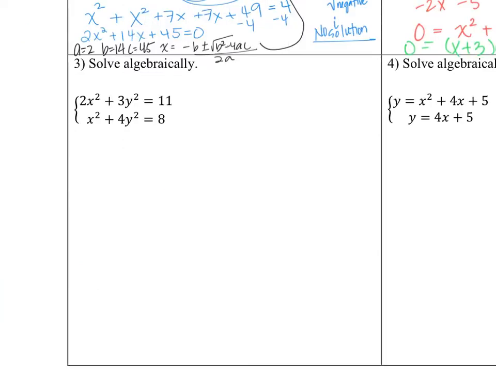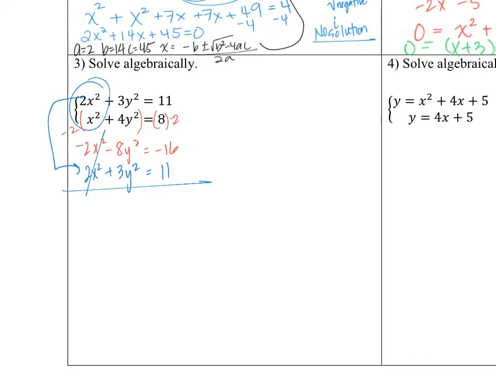All right, for number 3, it just says algebraically, so I don't have to graph these things. And actually it's set up nicely for elimination. So I'm going to try and eliminate my x squared. I will multiply the second equation by negative 2. That will be negative 2x squared minus 8y squared equals negative 16. And I'm going to combine that with equation 1 up there. I'll rewrite it so we don't lose anything.